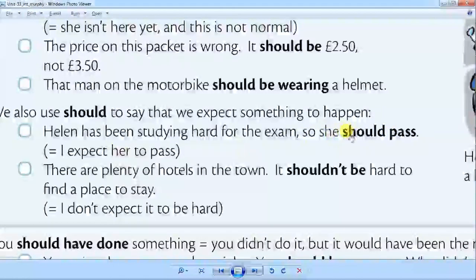She should pass. For example, she should get the first place. U birinchi o'rinni olsa kerak. Zo'r o'qiyapti. She should get first place. Not now, in the future. He must speak English very well.